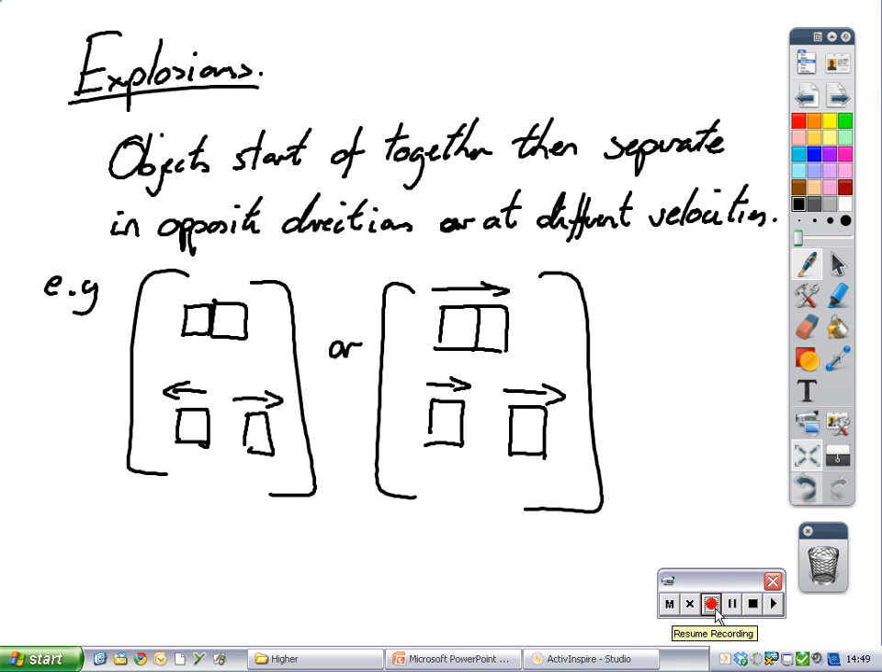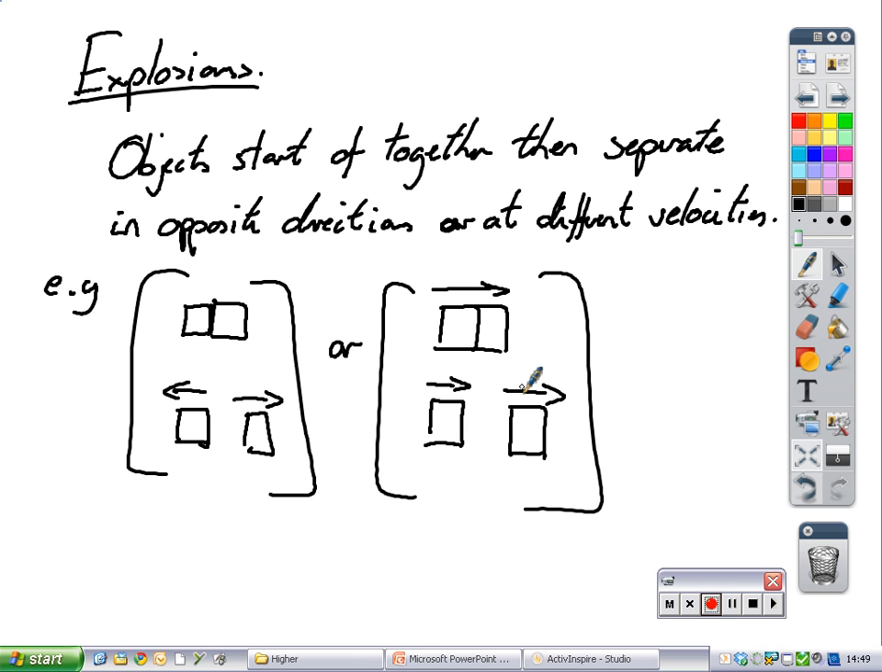Okay, so explosions: objects that are together separate in opposite directions or at different velocities. Two examples I've got there: they start off together and then explode, moving away from each other at separate velocities. And then you can have them both moving together, but as they separate, one has a lower velocity than the other. But momentum's always still conserved. Okay?